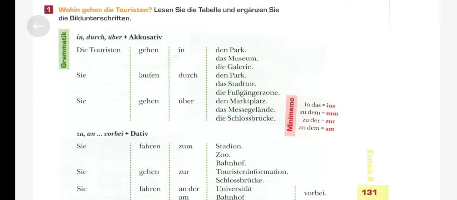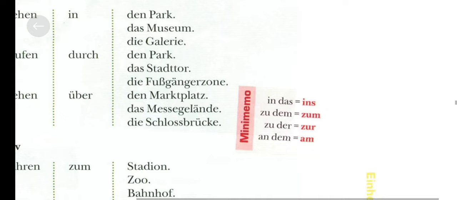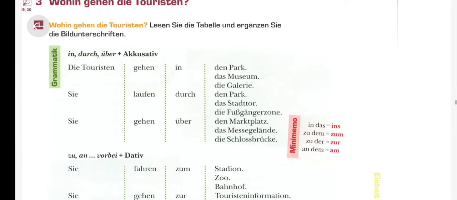Über means above. The marketplace and the exhibition center. And the last one is die Schlossbrücke, means the castle bridge. Here you can make a short form with the preposition and the article. In plus das, that becomes ins. So you can directly say die Touristen gehen ins Museum. You don't have to write every time in das. You can say directly ins Museum.